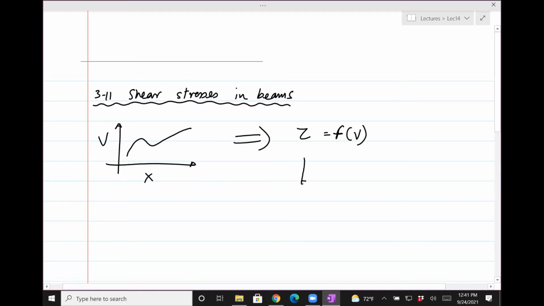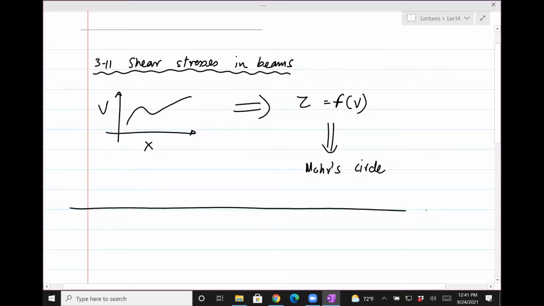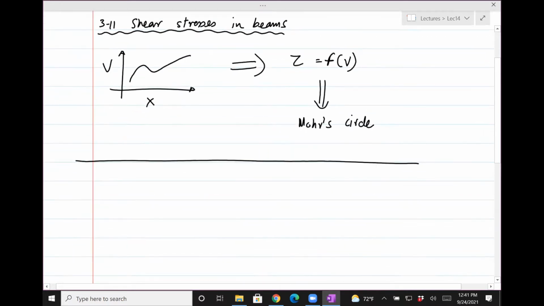Then that is used in Mohr's circle. Of course, you also need the normal stress, and the normal stress is something which you already did. So that's the whole idea behind this section: get the shear stress from the shear force. Okay, so a bit of derivation.